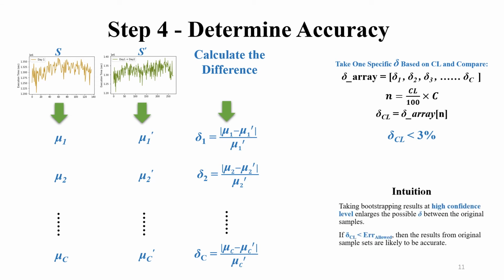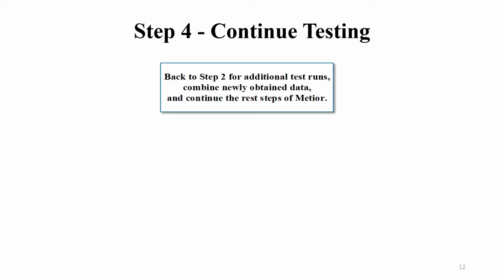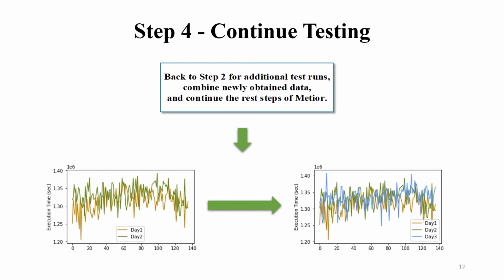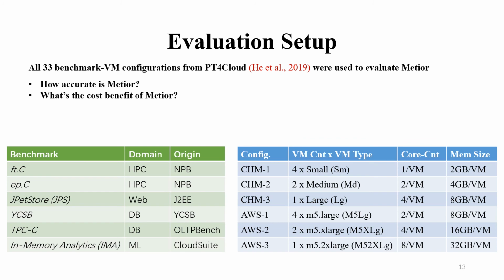The intuition here is that taking bootstrapping results at high confidence level enlarges the possible delta between the original samples. If delta confidence level is within the maximum allowed error, then the results from the original sample are likely to be accurate. If delta confidence level is larger than the user predefined threshold, we have to go back to step 2 for additional test runs, and then combine the newly obtained data and continue the rest of the steps of Mateer until accurate testing results are found. We use all 33 benchmark VM configurations from PT4Cloud to evaluate Mateer.